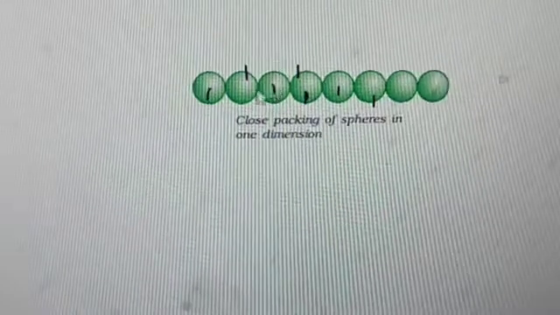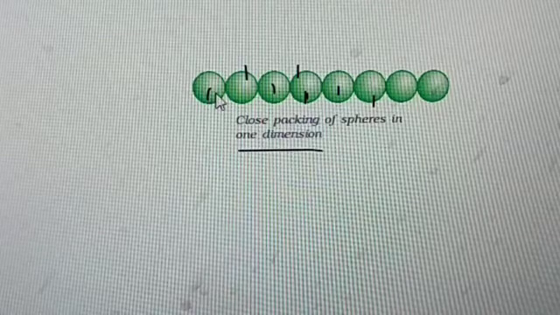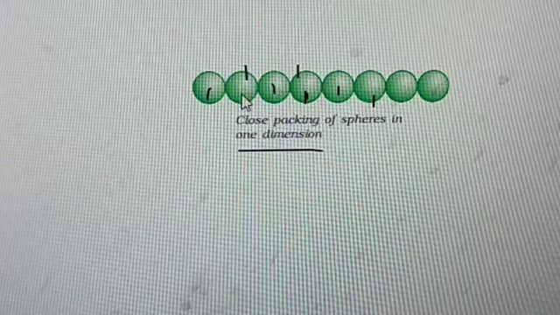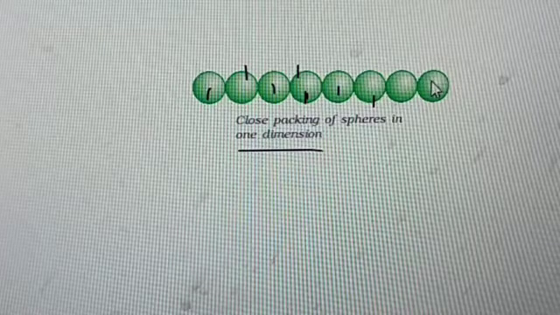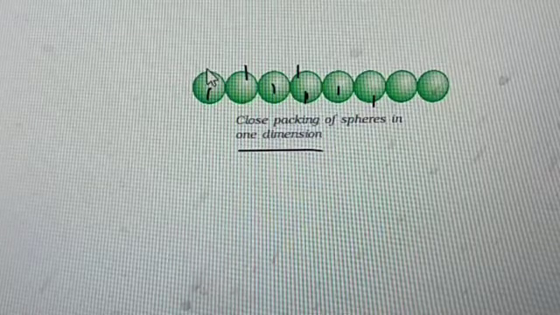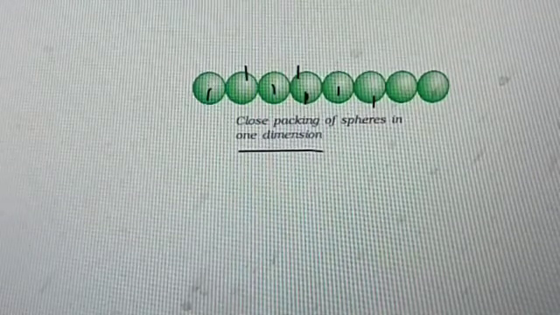Now if we take this 1 dimension, the coordination number is 2, because each and every atom is surrounded by only 2 of its neighbors. So as it is surrounded by 2 of its neighbors, we can say its coordination number is 2. Okay. Next, close packing in 2 dimensions.